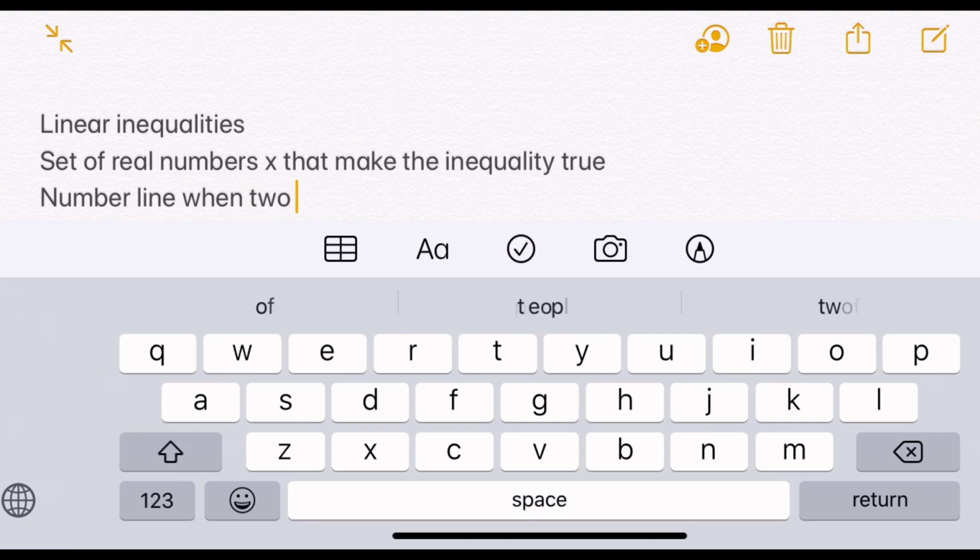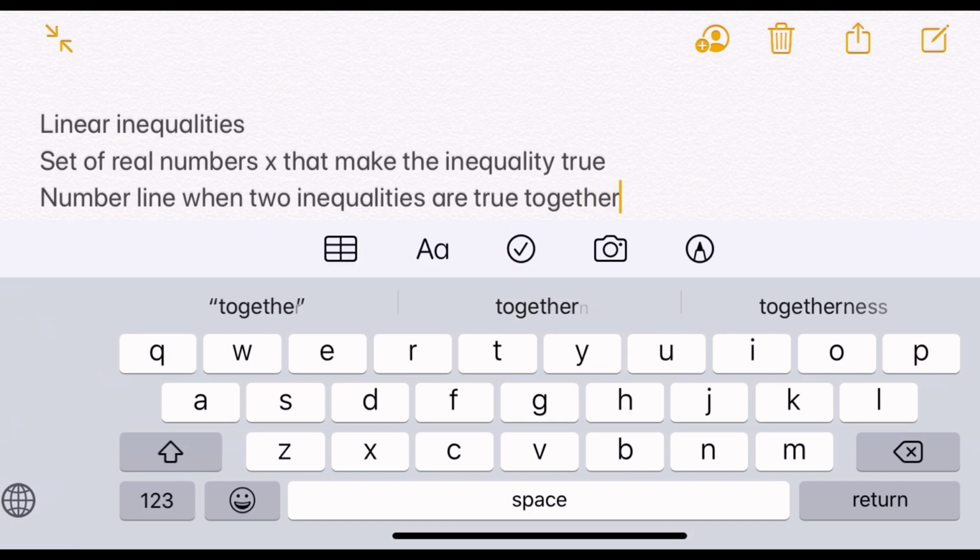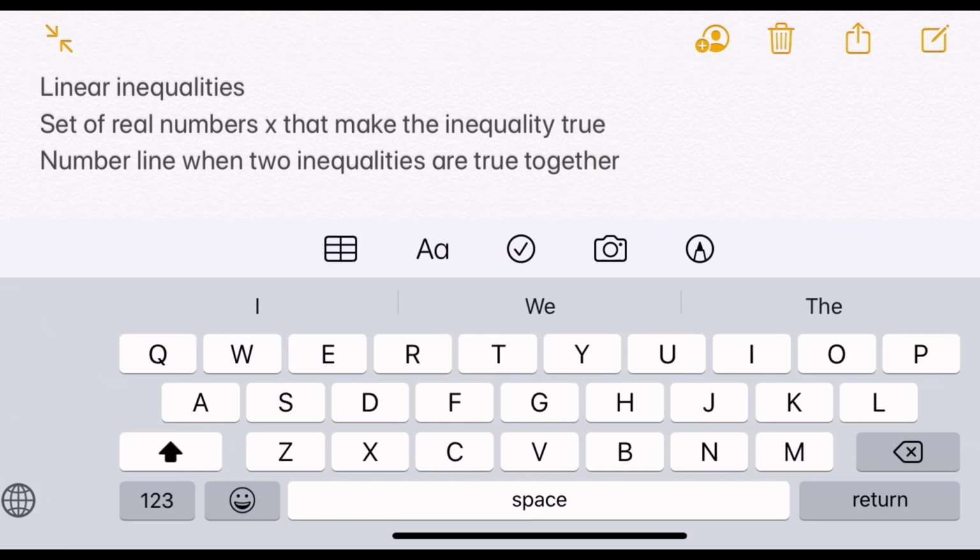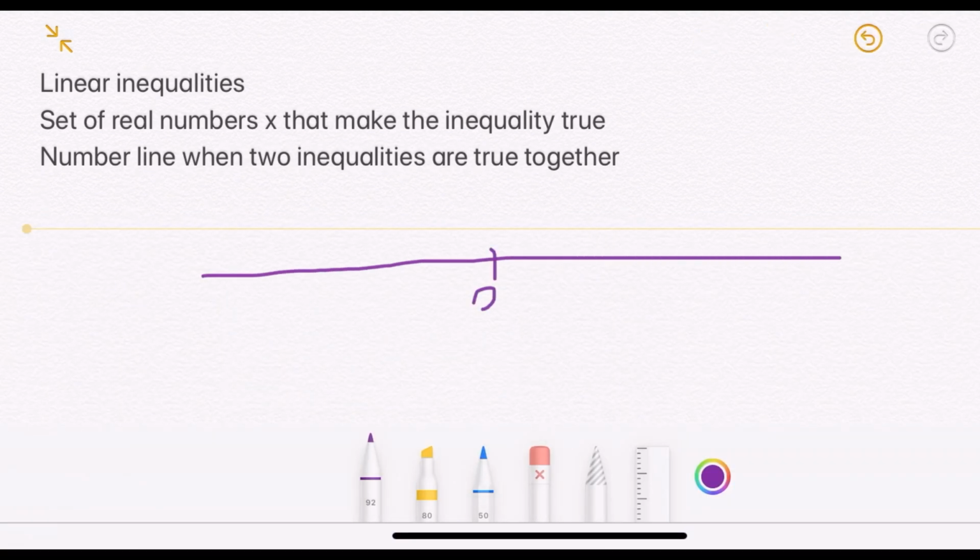You may sometimes need to find a set of values for which two inequalities are true together. Number lines can be useful to imagine their set of values. Let's look at an example together.